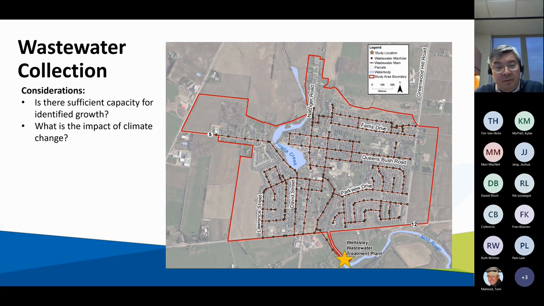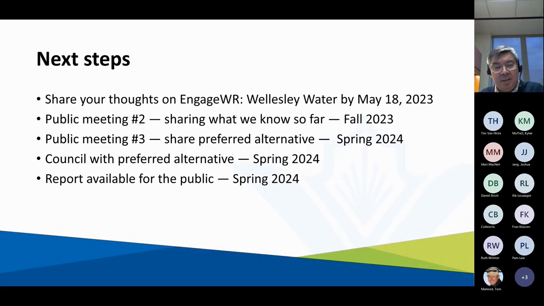We do experience relatively high inflow and infiltration within the Wellesley wastewater collection system. These create bottlenecks within the pipe, but also has an impact on the plant's ability to treat the wastewater. So that would be a big consideration as we move forward. Also, again, capacity-wise, we will want to make sure that we have sufficient capacity for the identified growth. And if there are other climate change considerations, we want to take a look at that as well. Next slide, please.